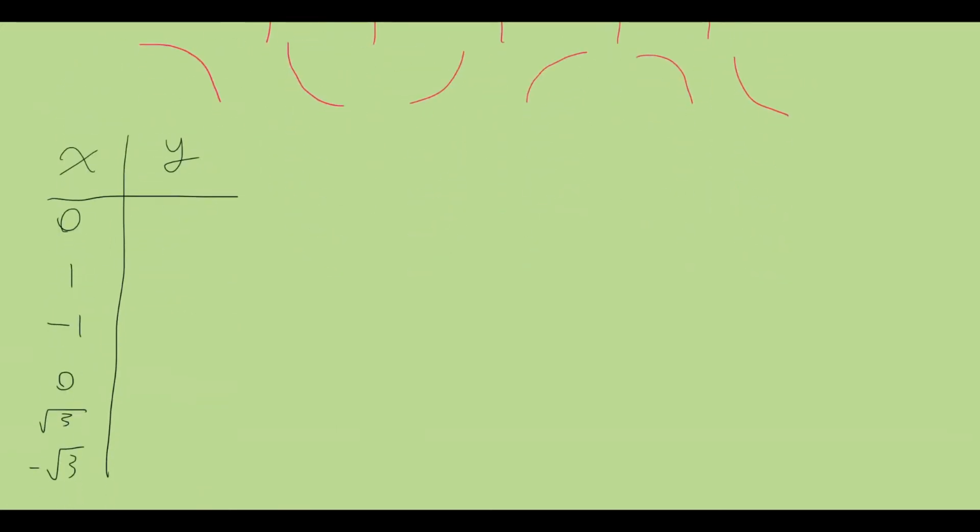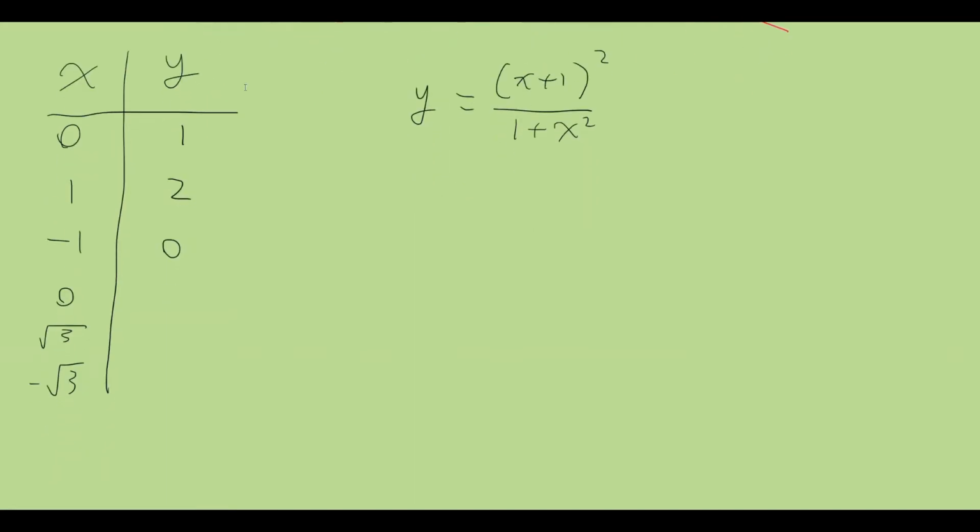Right. And the original function, let's do a quick review. The original function is y equals (x plus 1) squared, over 1 plus x squared. Right, so when x is 0, I get 1 over 1, which is 1. And when x is 1, we get 2. When x is -1, we get 0. Okay.